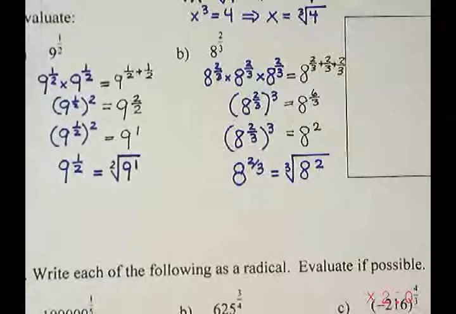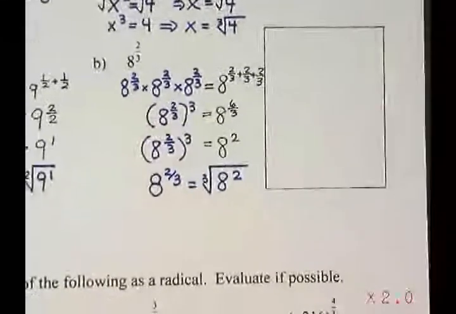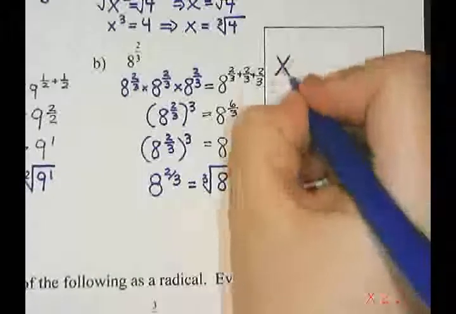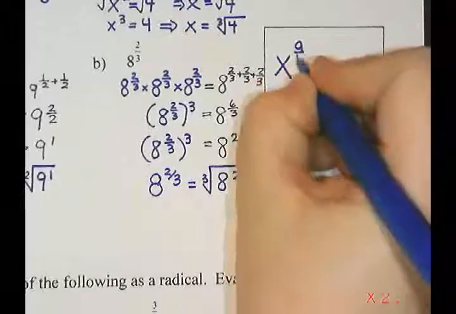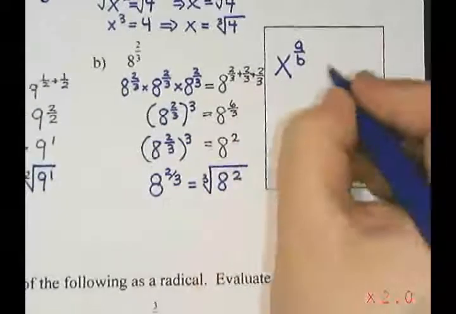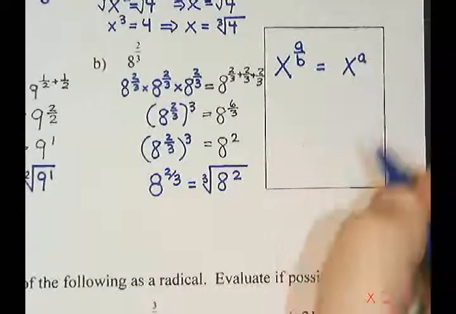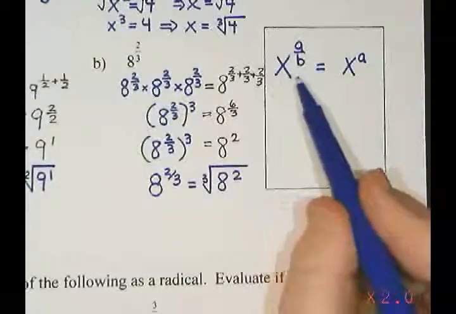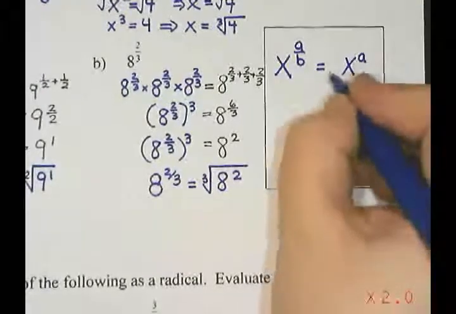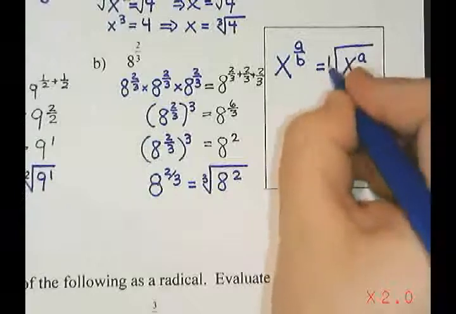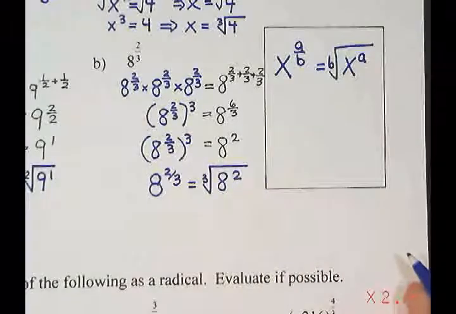So our rule for rational exponents is if you have x to the power of a over b, the a just works as a regular exponent. So you're going to have x to the power of a, and the b ends up being the root. So this would be the bth root of x to the power of a.